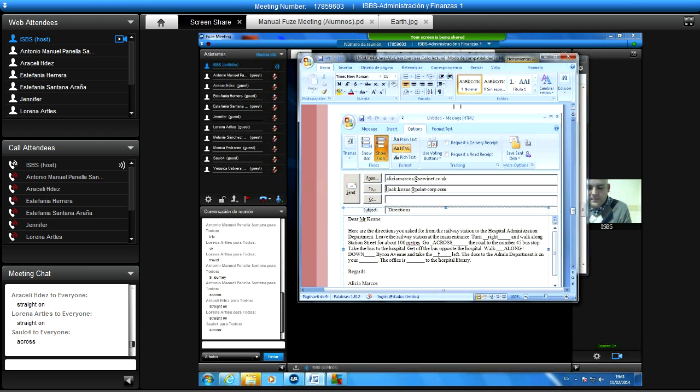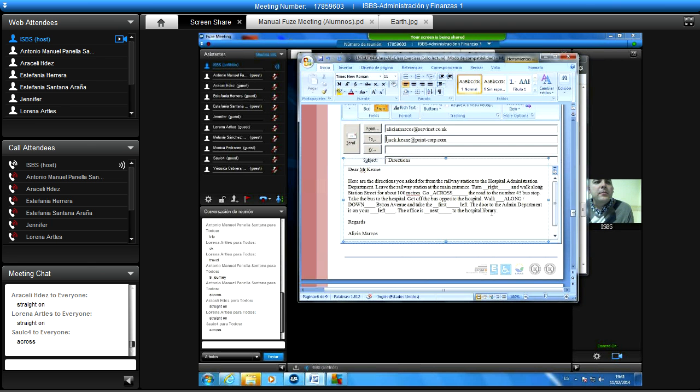The door to the admin department is on your left. The office is next to the hospital library. The corridor. Remember the meaning of library? No, because with near you don't use to. Con near no se puede usar la preposición. Near es cerca, ¿no? Y next to es también, como junto a, it's like by.